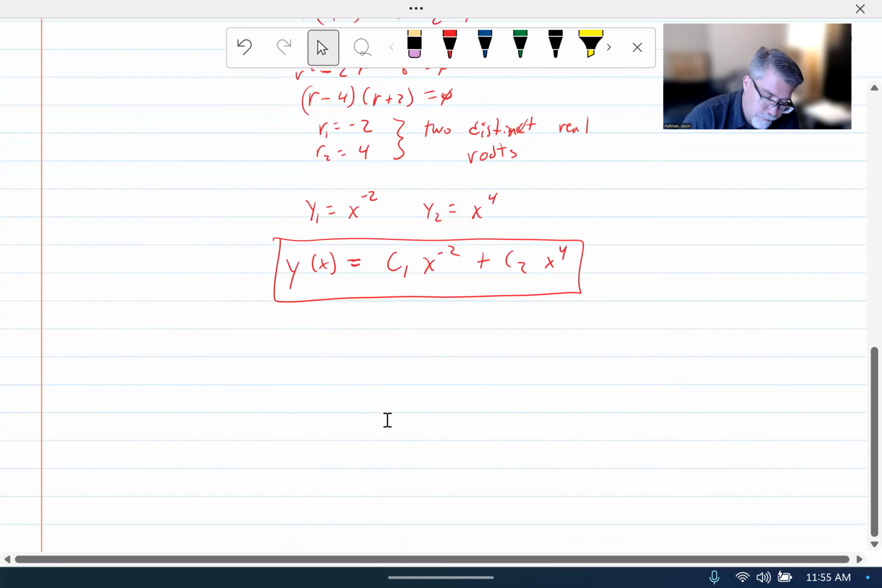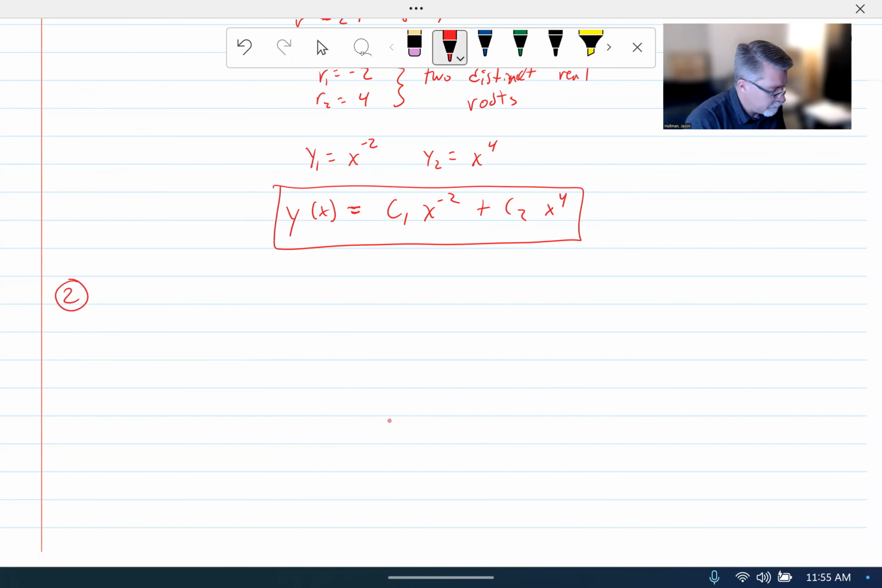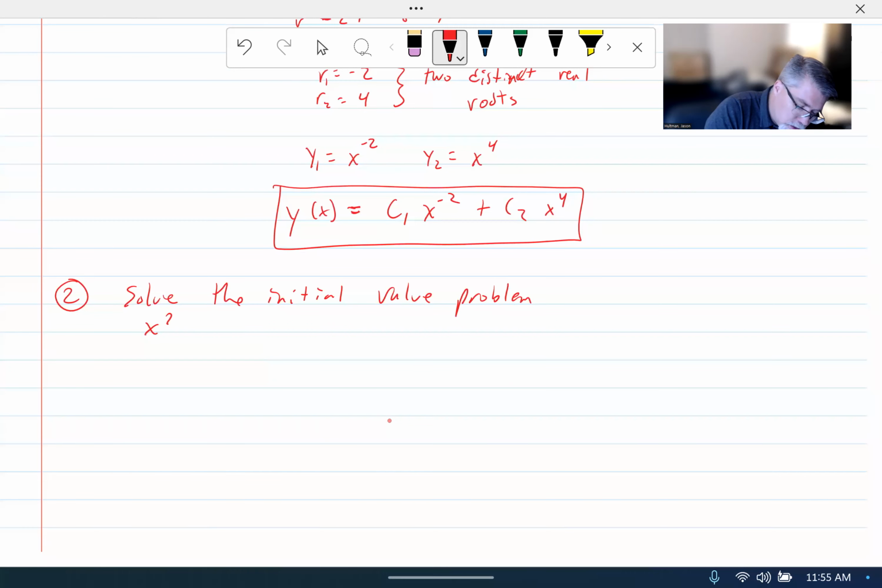Number two. Okay, solve the initial value problem x squared y double prime minus 3x y prime plus 13 y equals 0, given that y of 1 is equal to 2 and y prime at 1 is equal to negative 5.